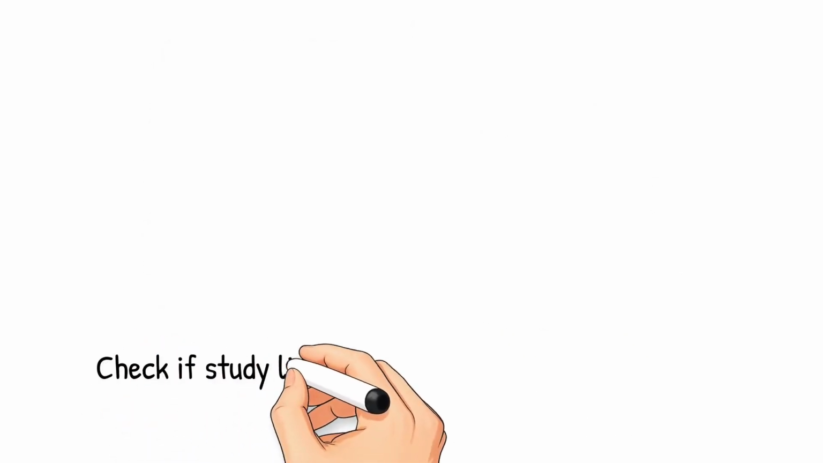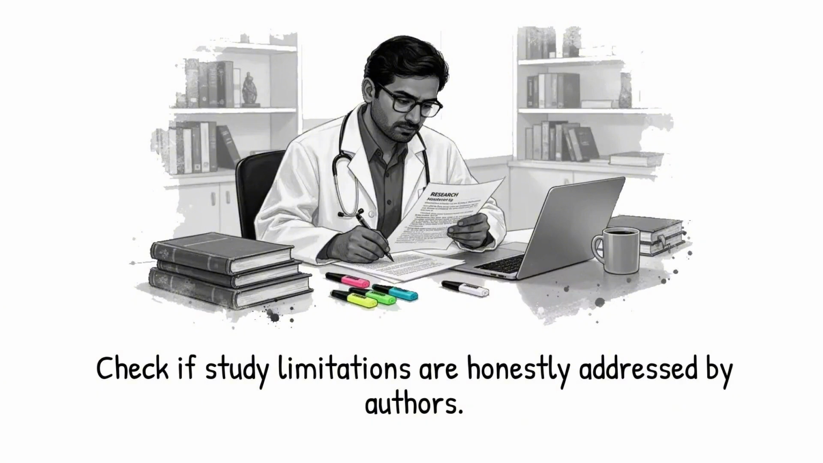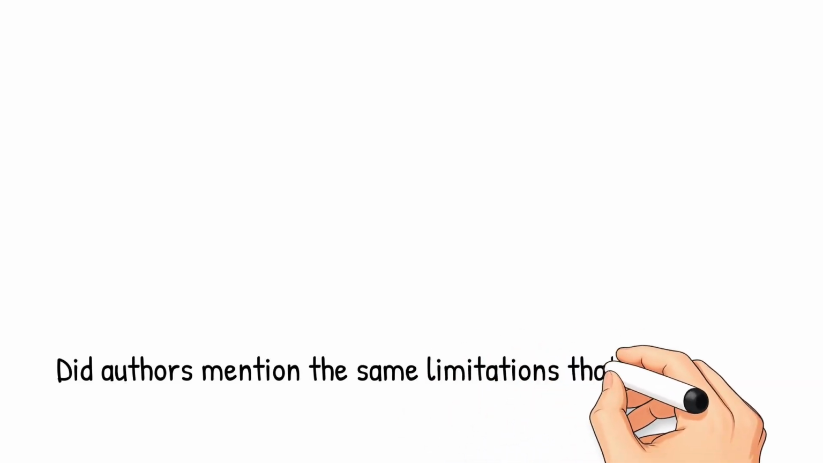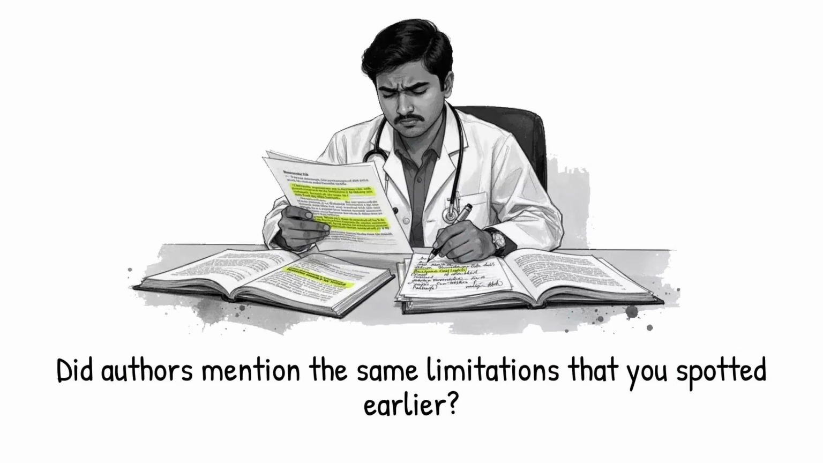The third thing you check is whether the limitations are honestly addressed. Every study has limitations. The question is not whether they exist, it's whether the authors acknowledge them clearly, or minimize and bury them. You already identified several limitations yourself while reading the methods. Check whether the authors mention the same ones or leave out exactly what you noticed.